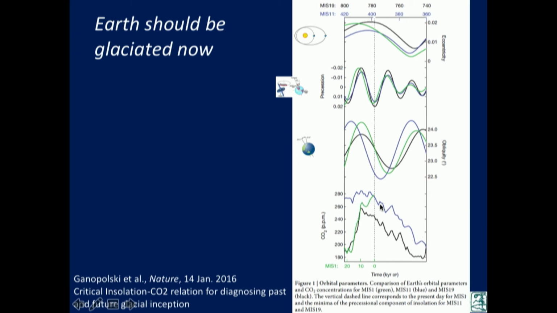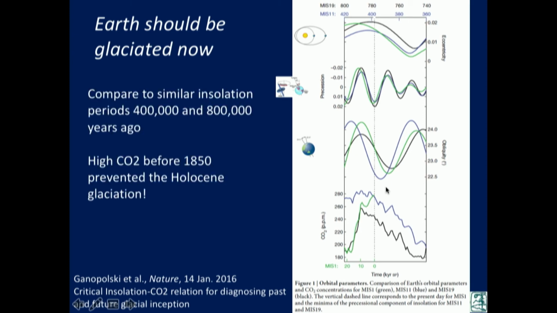That's not what our epoch looks like. Even though the Earth's motion around the sun looks the same, our temperature and CO2 don't look the same. In fact, one of the conclusions from this article is that our current glaciation that we should be having now was prevented before the industrial era started, that our CO2 levels were already too high before the industrial era because of human impacts, agriculture, land use, and burning. We already had too much CO2 in our atmosphere to get into glaciation.